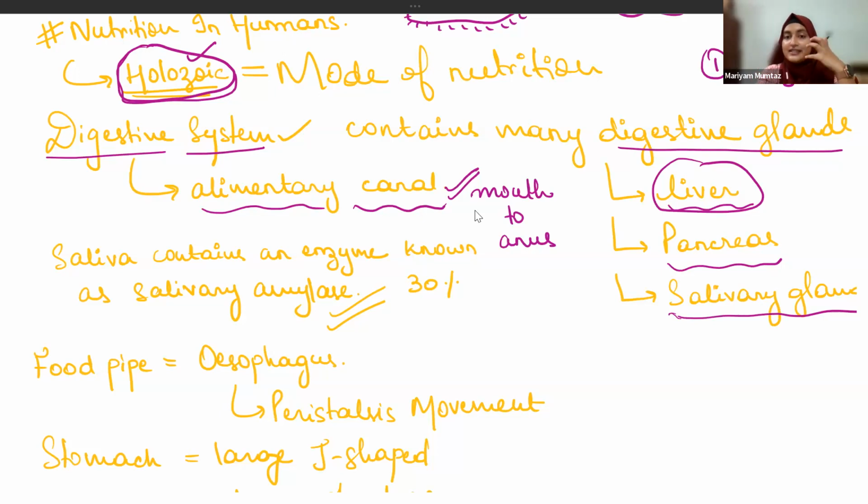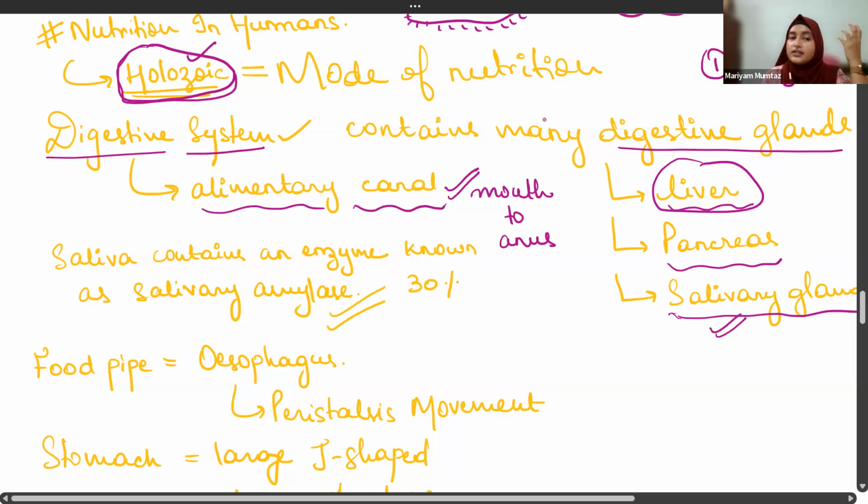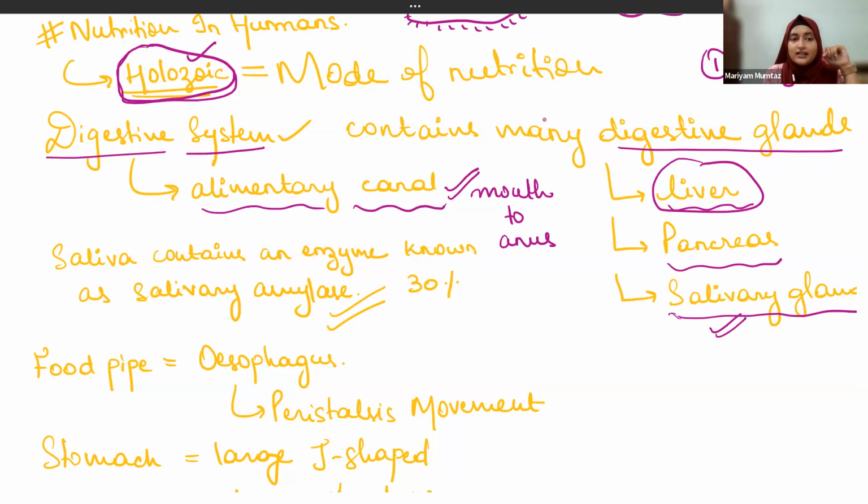So that salivation that takes place inside our mouth as soon as we see our favorite food or when we think about our food, it comes from the salivary gland. And what is the secretion? The secretion of the salivary gland is known as saliva. And this saliva contains an enzyme which is known as salivary amylase.